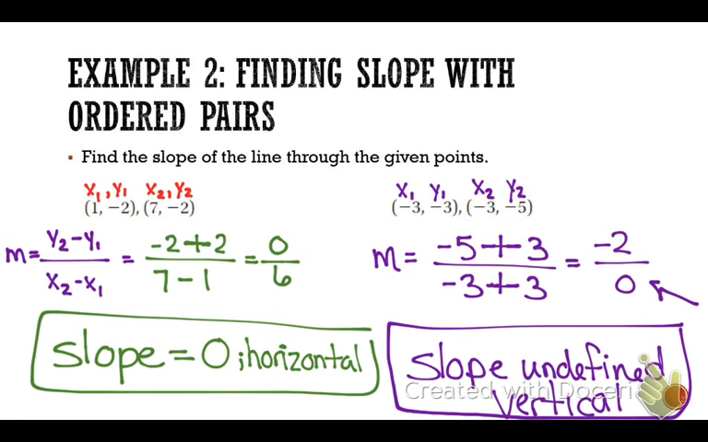So if this shows up on your homework, guys, do not leave it 0 over whatever. You have to clarify. Does that mean your slope is 0? Or does that mean your slope is undefined? And what kind of a line would it be? All right, that's everything you need to know for part 1. Whew. Okay, we're done with part 1.